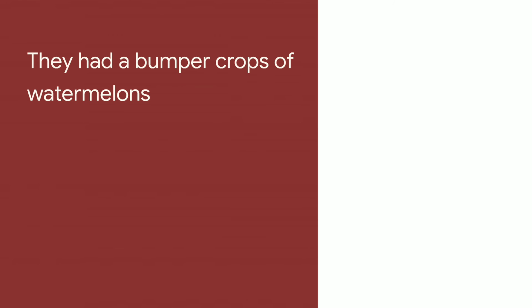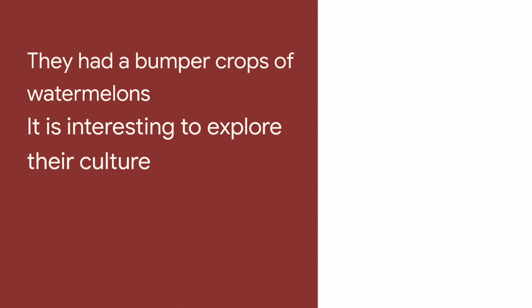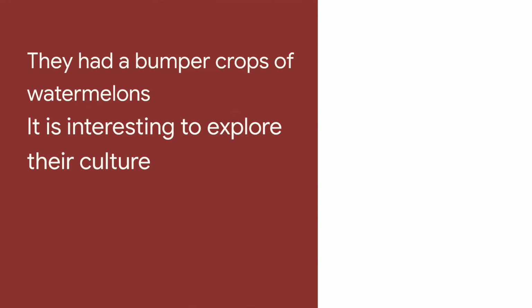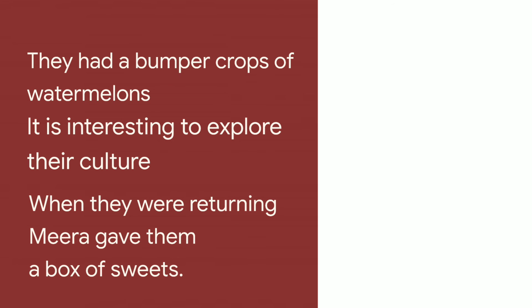It is interesting to explore their culture. In this sentence, we use their culture because there are a number of people who have a different culture, and that is their possessive thing, their culture. Then we use their culture, not his or her culture. We use their for the third person possessive. When they were returning, Meera gave them a box of sweets. In this sentence, for denoting the people who are returning home, I use they because there are a number of people and they are the third person. We use they were returning.